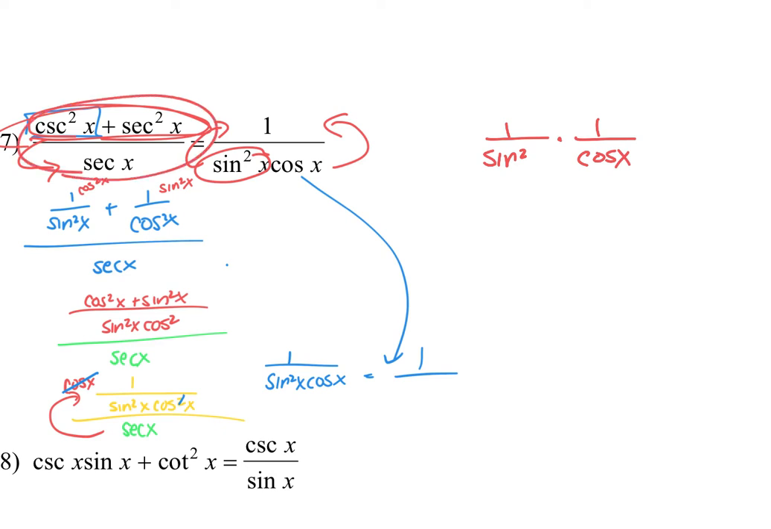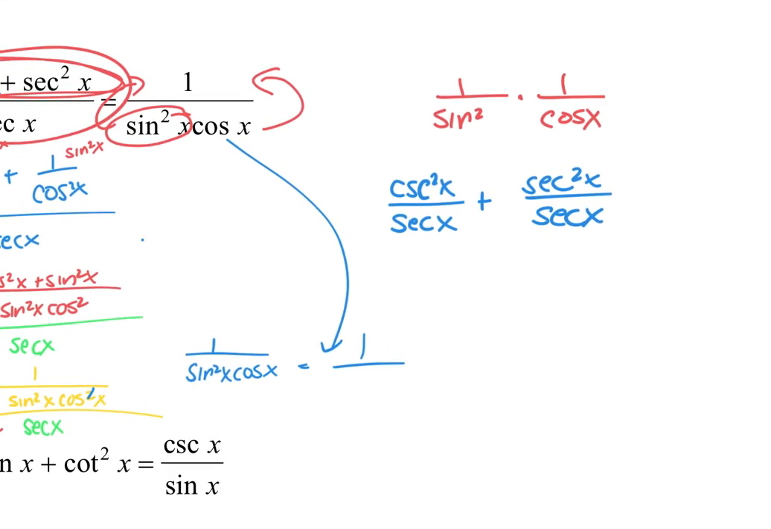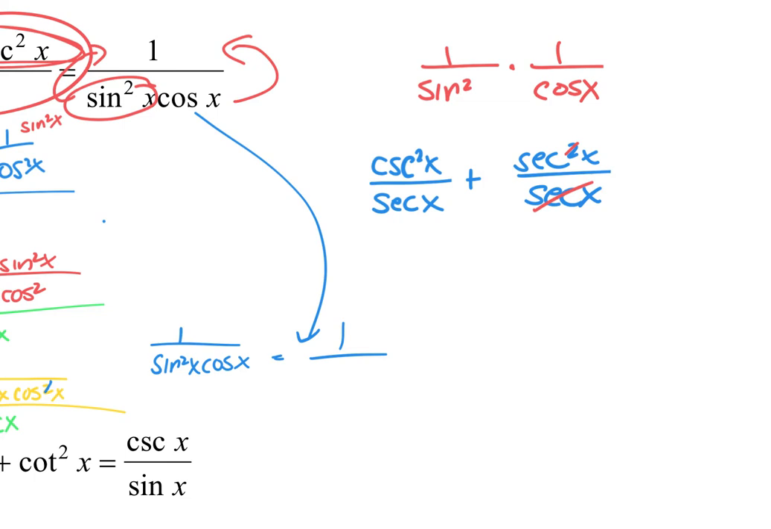Oh, this side. Yeah, sorry. Cosecant squared x. Oh, my word, I'm forgetting letters. Cosecant squared x over, they both get the secant, right? Plus secant squared x over secant. Yeah, are you allowed to do that? Sure. And then you can cancel one of these, right? And then what'd you do on the left?